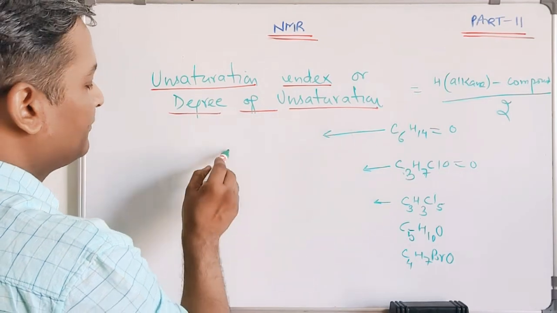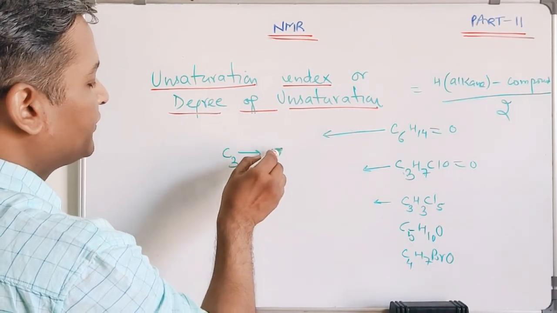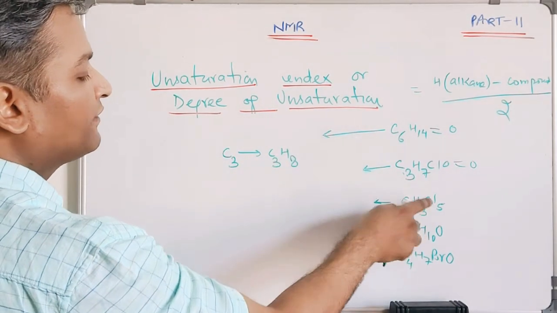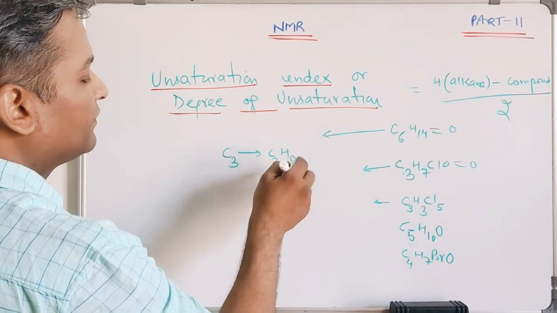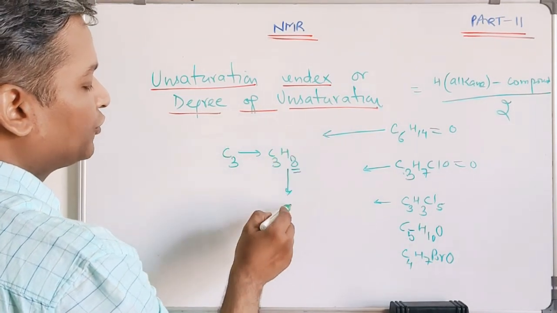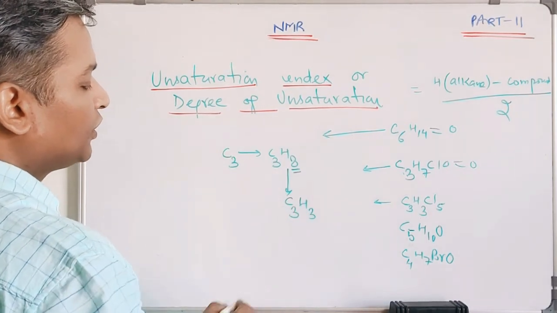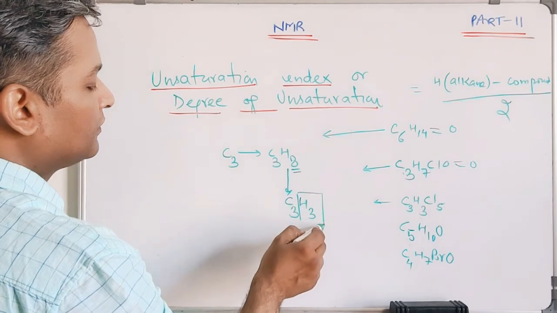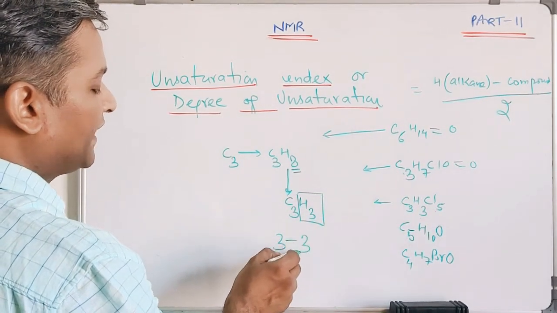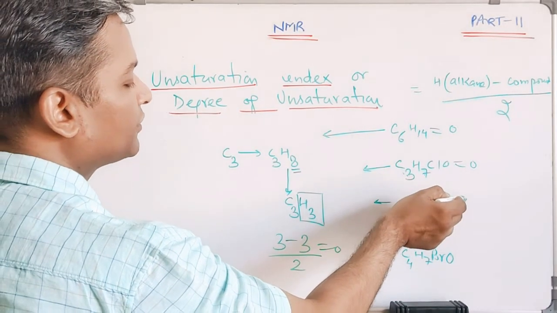It is C3. So for C3, you know the alkane value is C3H8. Okay, it contains 5 halogens. 5 halogens means there should be 5 fewer hydrogens, so it will become C3H3. Now this minus this, 3 minus 3 divided by 2, is equal to 0. So the unsaturation index of this is also equal to 0.